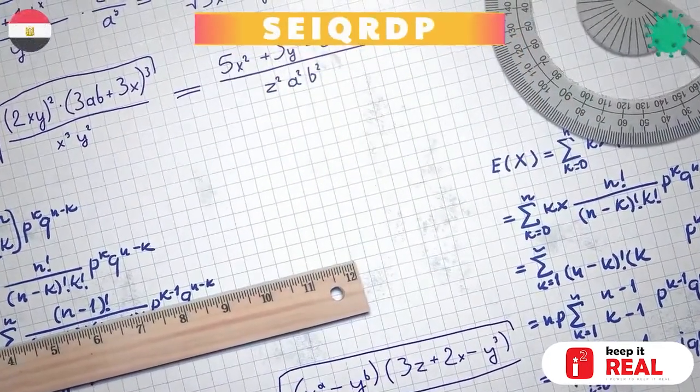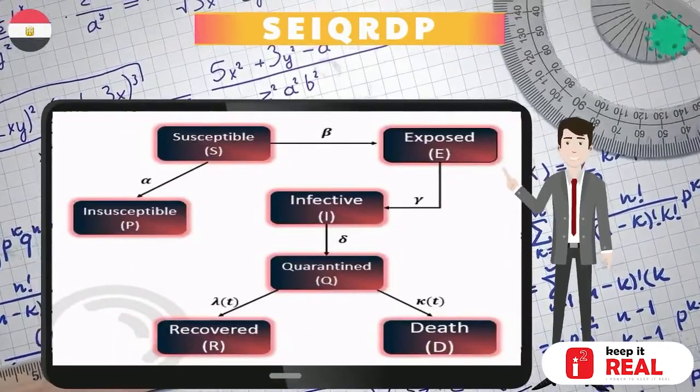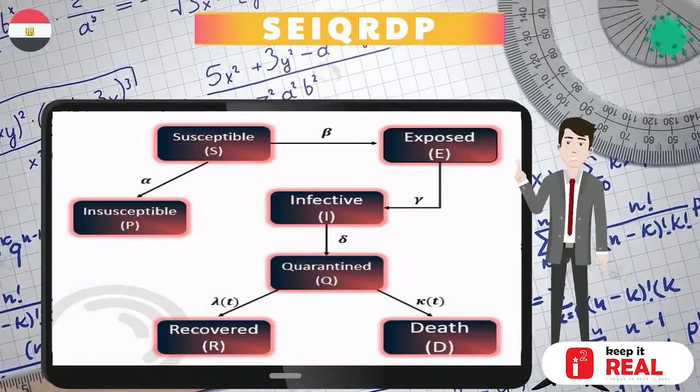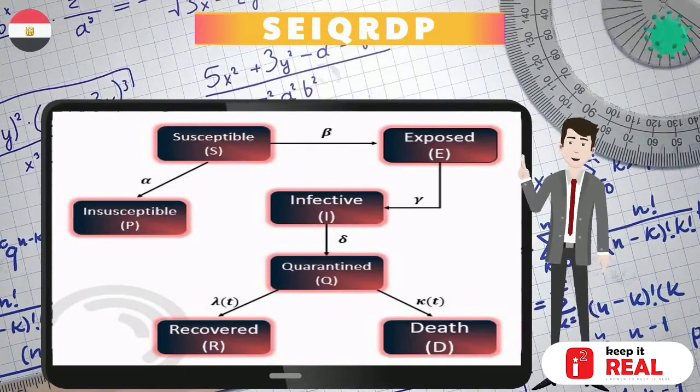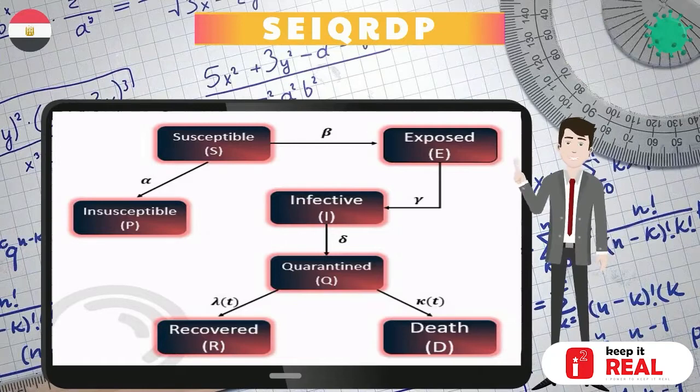The SEIQRDP model consists of 7 subpopulation states. S: susceptible cases. E: exposed cases, which are infected but not yet infectious. I: infectious cases, which have infectious capacity but have not yet been quarantined. Q: quarantined cases, which are confirmed and infected. R: recovered cases. D: dead cases. And P: insusceptible cases. It also contains 6 parameters defined as follows.